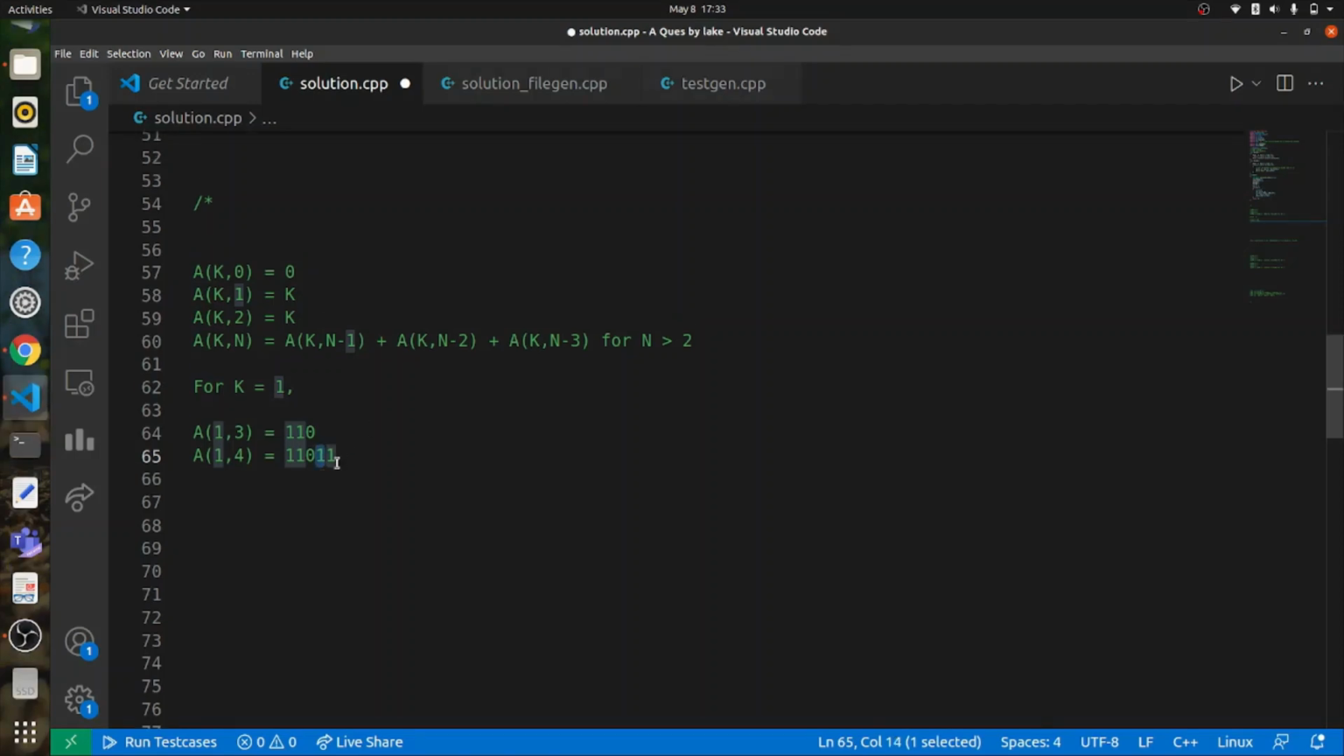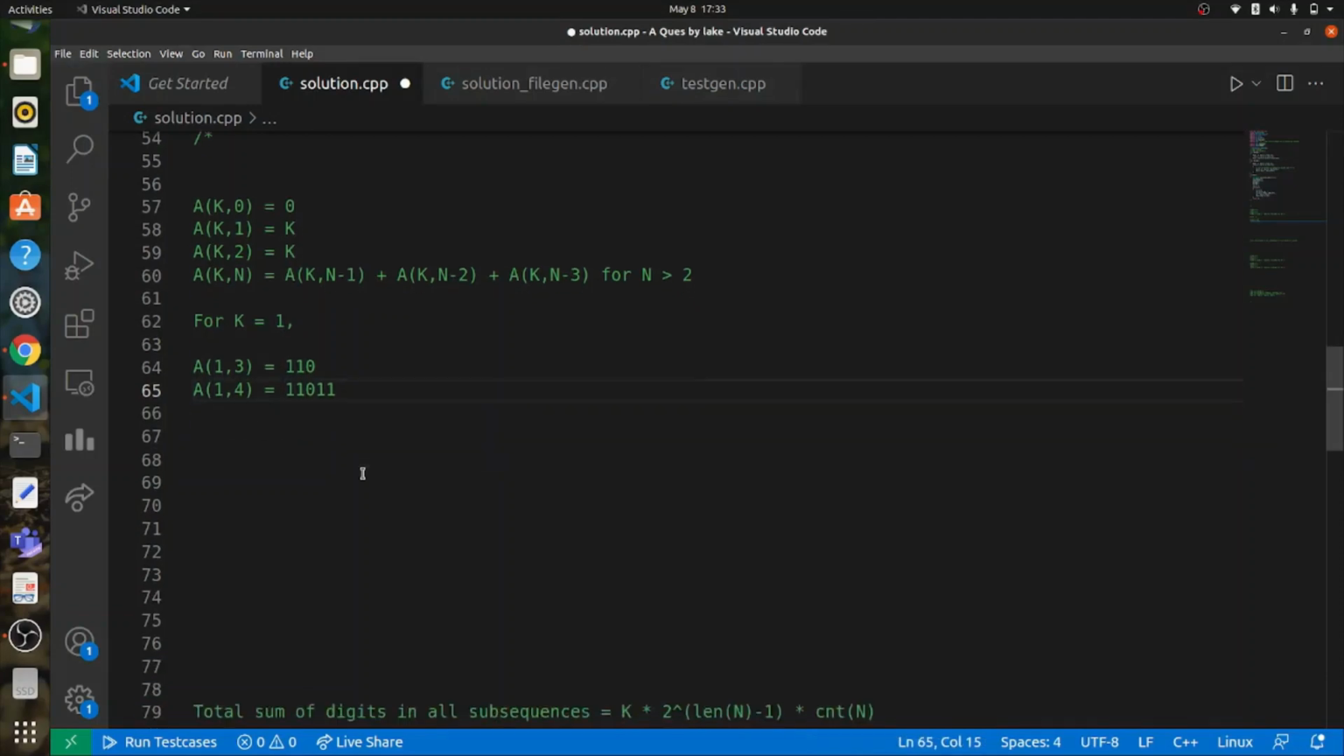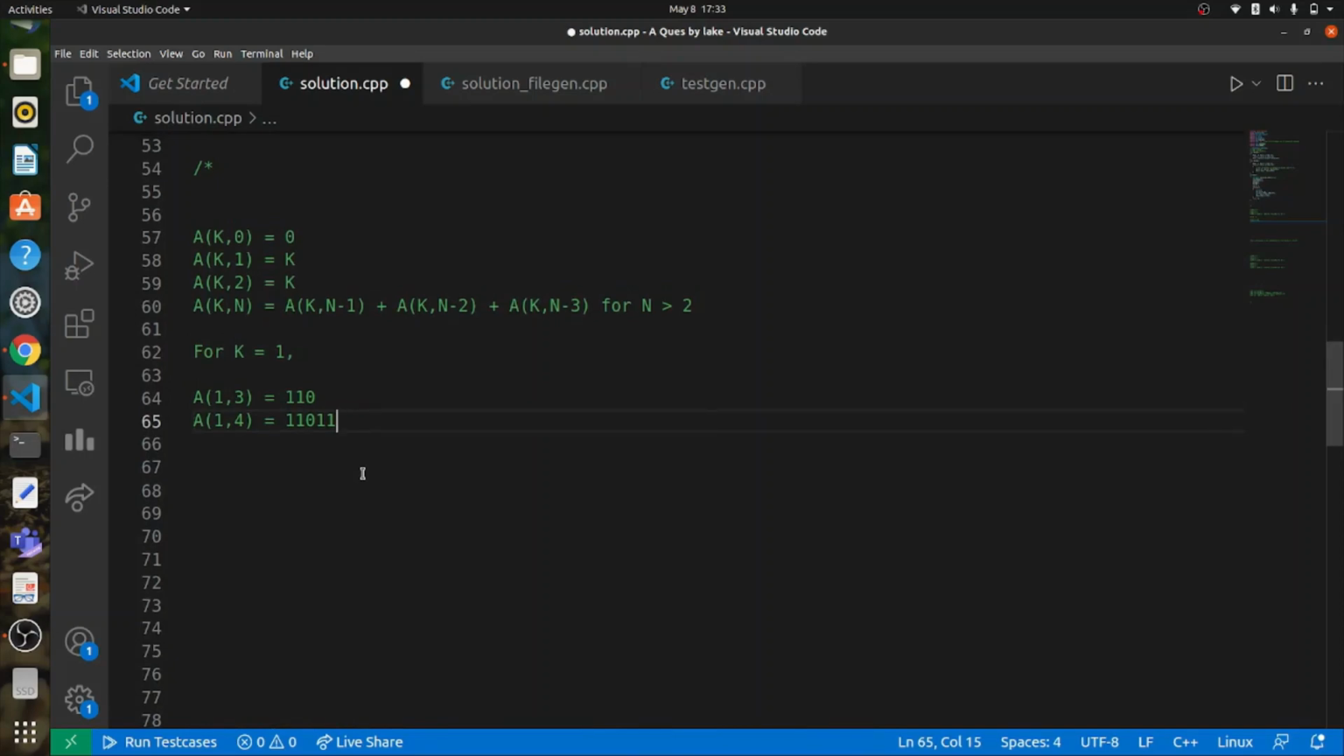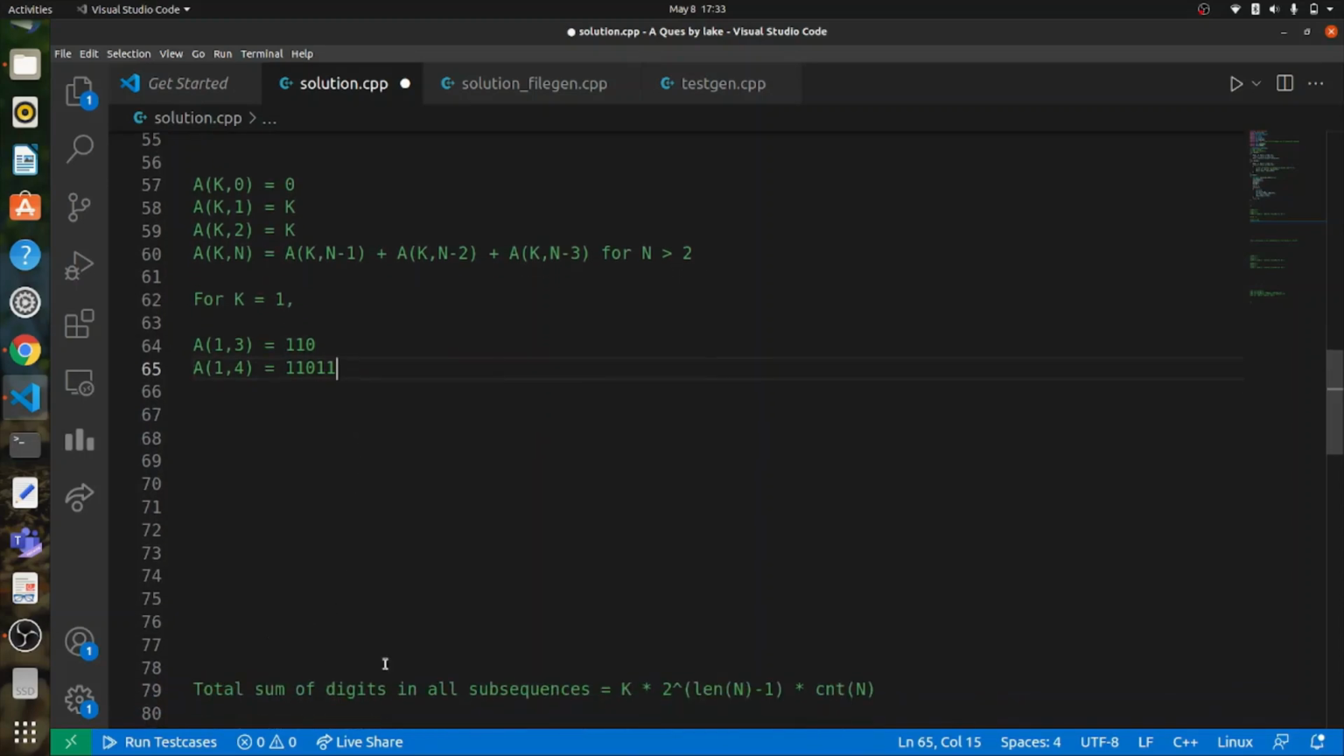And you can notice that this is not special to this particular one. It will happen with all other ones as well. So from this, what information can we infer? The total sum of digits in all subsequences will be what? Each particular one will appear a total of 2 to the power length of this string minus 1 times, and how many such ones are there? That is count n. I call it count n.